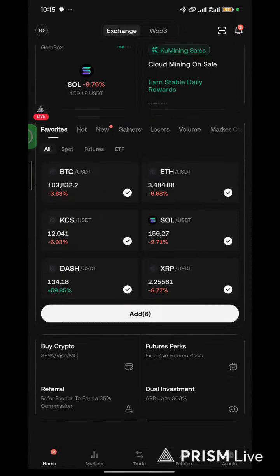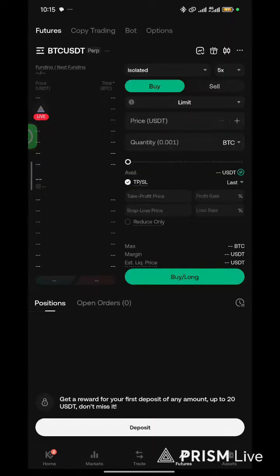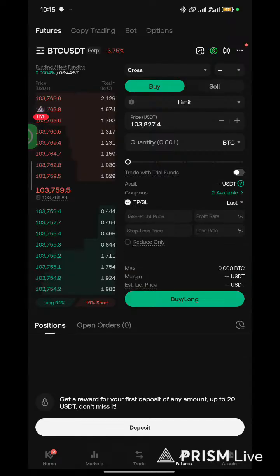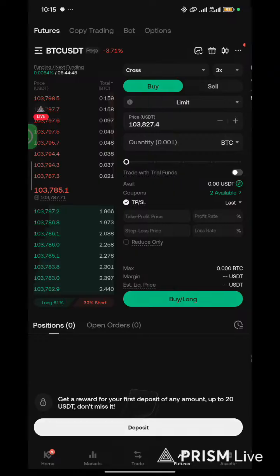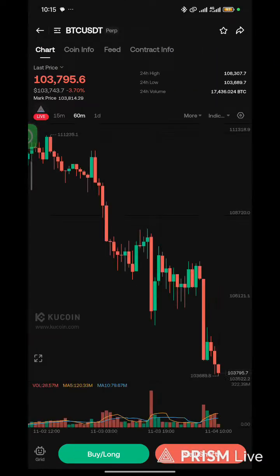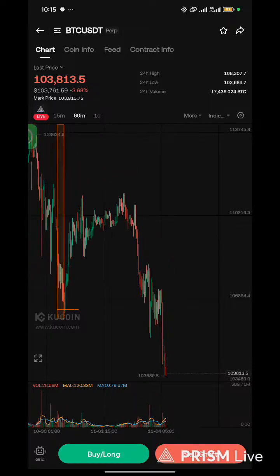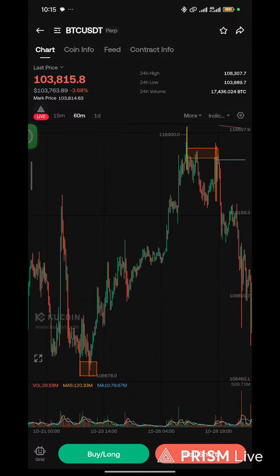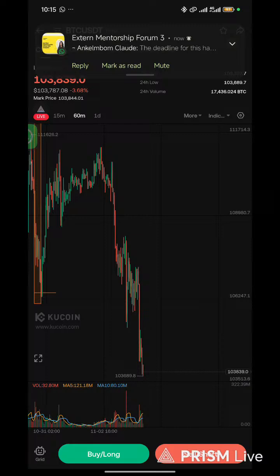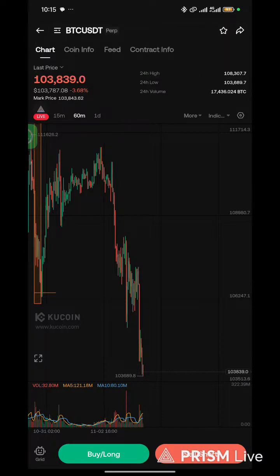I'm going to tap the futures button because I'm going to show you guys how to trade futures using the KuCoin exchange. This is where you can select your coin. This is where you see the chart, the two candles beside here, and if you tap here, you see whether BTC is bullish or bearish. BTC is bearish.